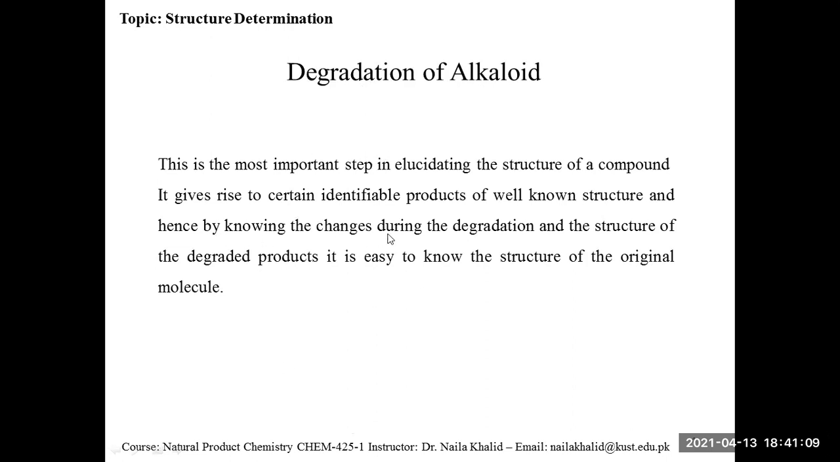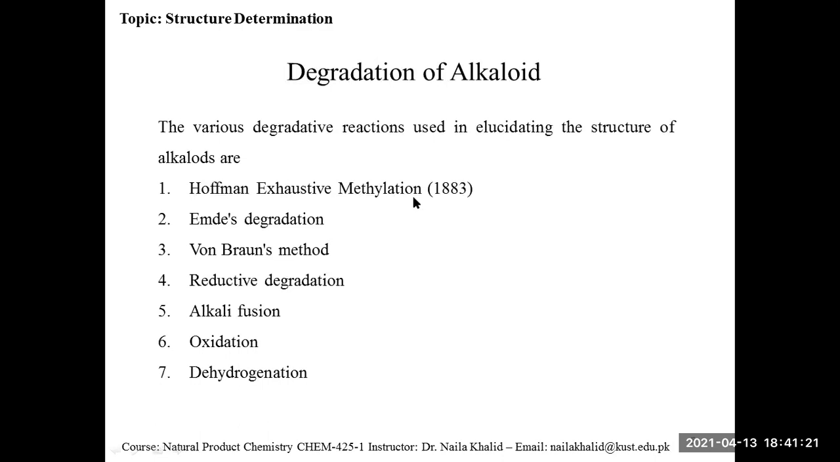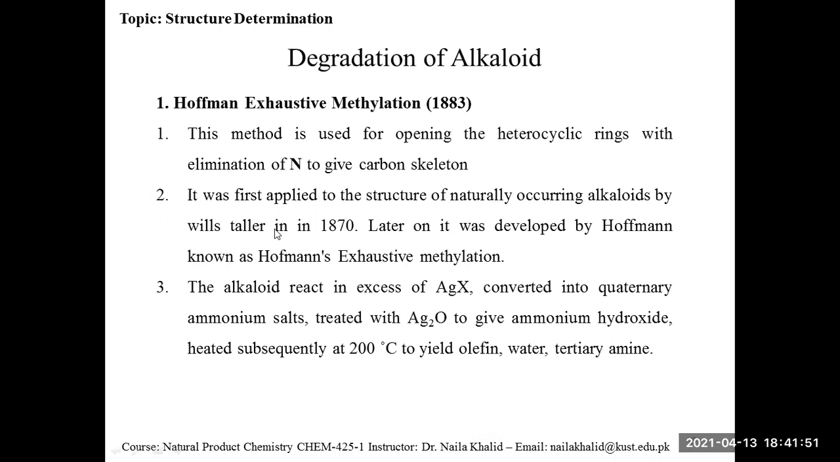Very identifiable products are obtained, and this depends upon the type of degradation you are carrying out. Various types of degradation of alkaloids are the Hofmann exhaustive methylation method, MD degradation, also known as MD modification, von Braun method, reductive degradation, alkali fusion, oxidation, and number 7 is dehydrogenation. But in this part, we will discuss these two: Hofmann exhaustive methylation and MD degradation method.